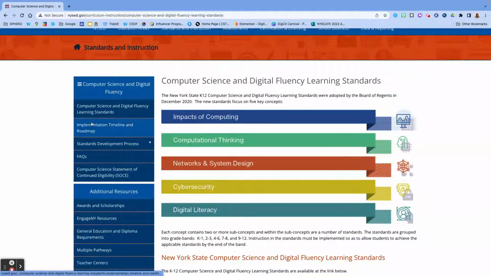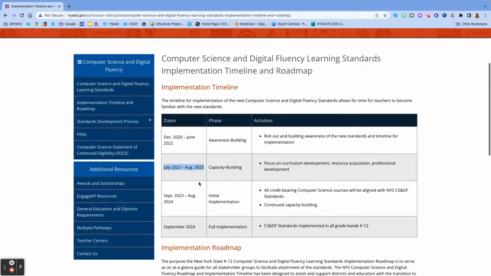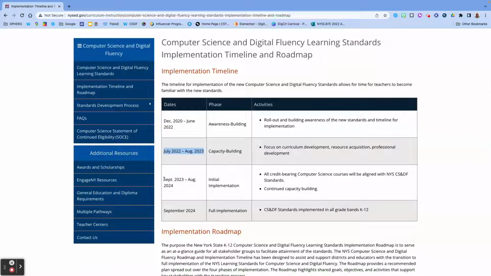Up at the top left, if you click on the second box down, the implementation timeline and roadmap, on this one, you can see that up until June 2022, we were in that awareness building phase where we talked about the rollout and thought about the implementation. From July 2022 to August 2023 is our capacity building. This is where we want to focus on curriculum, think about what resources we need in our classroom, and think about our professional learning like you're doing today.